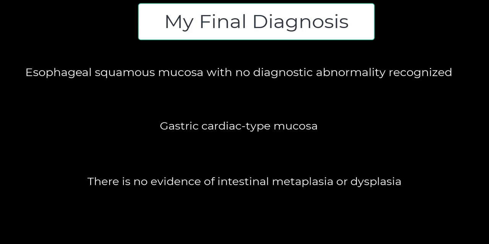And you may well ask, why do I have both squamous and cardia? Why don't I just say squamoglandular junctional mucosa? And that's because I like to pay particular attention to both the squamous component and the columnar component.